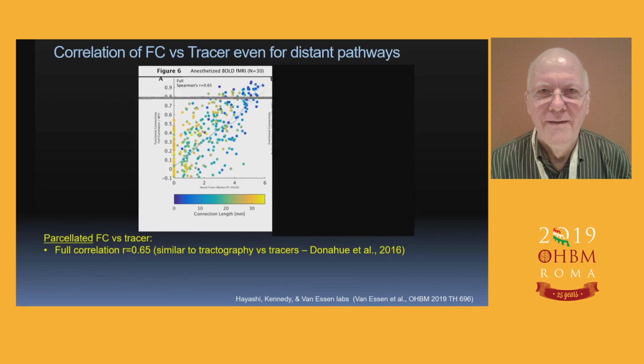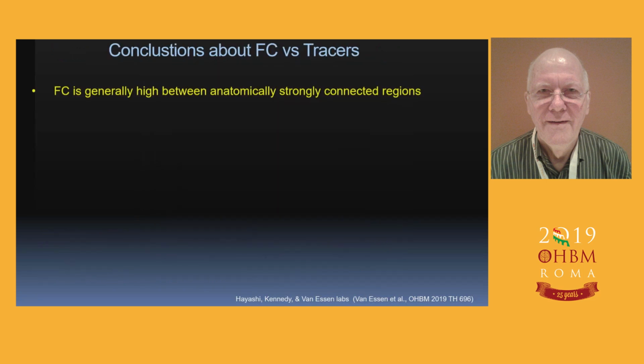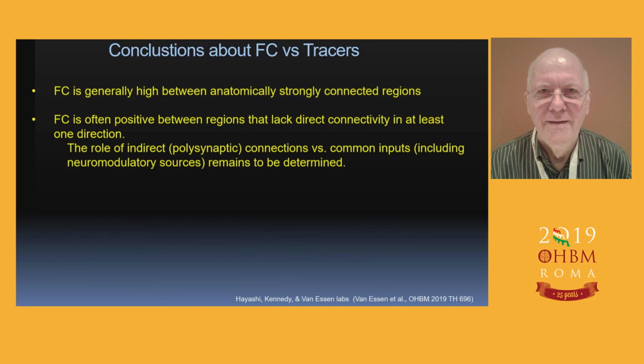And the last scientific point to be made is to look at the dependence on distance, the length of the pathways as assayed using the tracer analysis, to compare functional connectivity as a function of distance. What you can see is that for full correlation analysis, when we do a parcellated analysis that Takuya Hayashi carried out, there's an overall correlation of 0.65, but for the long distance pathways in yellow colors, the correlation is still actually quite good, 0.61, which is not something that we saw when we compared tracers versus tractography. And lastly, for partial correlation analysis, there's again a reasonably strong correlation, for full correlation as well as partial correlation, at long distances.